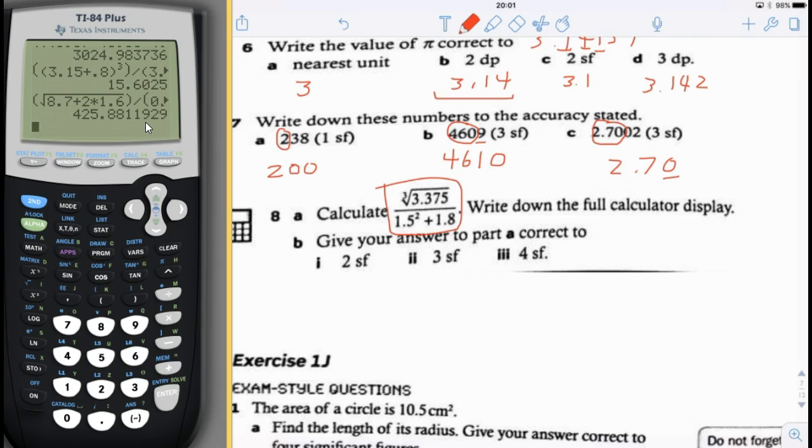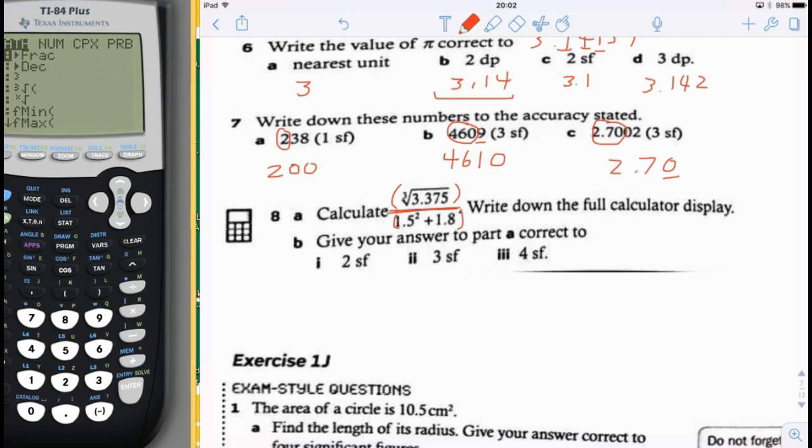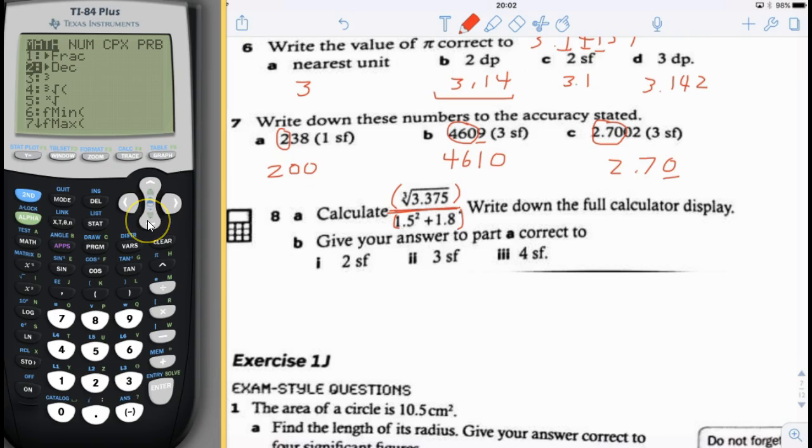Cube root of 3.375 divided by 1.5 squared plus 1.8. Remember, we do want to put both the top and the bottom in parentheses, because whenever you have the horizontal fraction line, that's what that implies. So we're going to put cube root. There's a couple ways to do cube root. The fancy way is to go into math, and then we click on that, cube root.